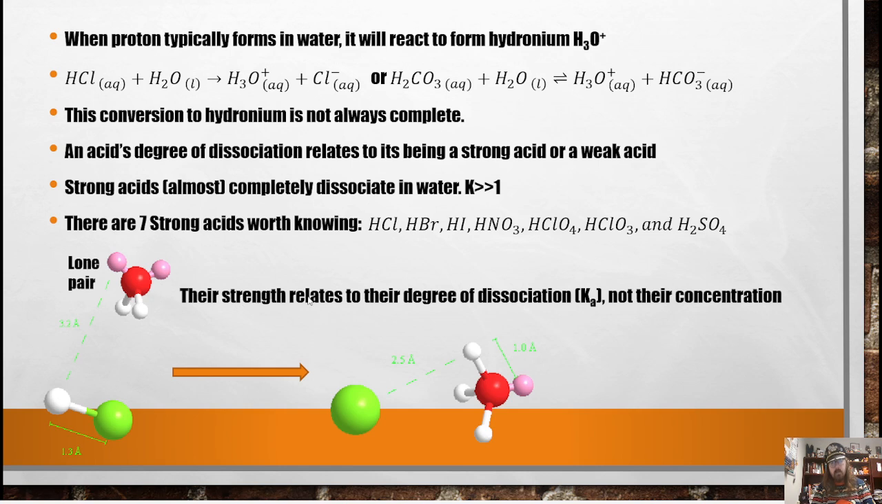So remember, the strength relates only to the K value, not to the concentration. It is possible to have a very concentrated weak acid or a very dilute strong acid. And so that will control how much dissociates.